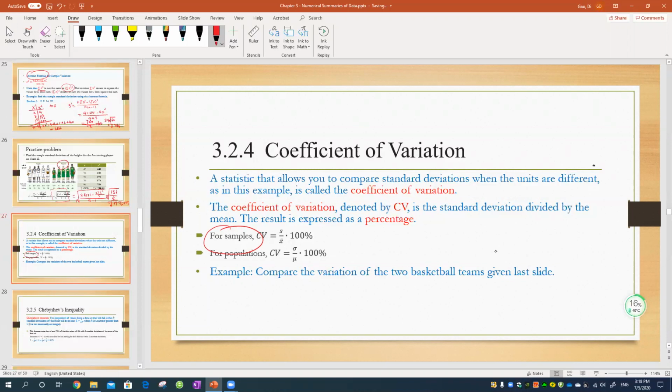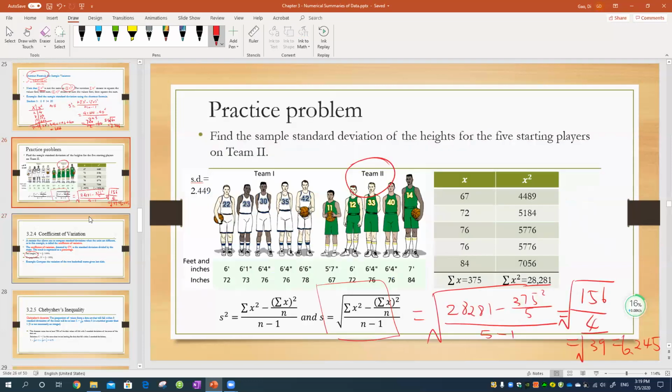For example, if we got a 0.79, then that's 79%. And for population, we just use the population standard deviation divided by the population mean. They're pretty much similar concept-wise. And then for an example, I want to compare the variation of the two basketball teams given in the last slide. So let's just pull out some information from the last slide.